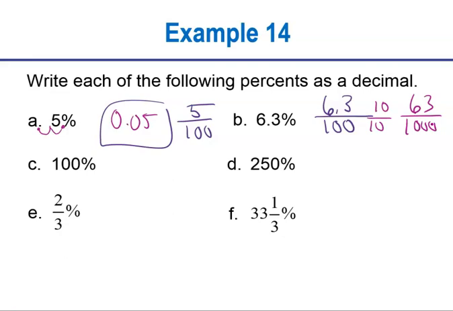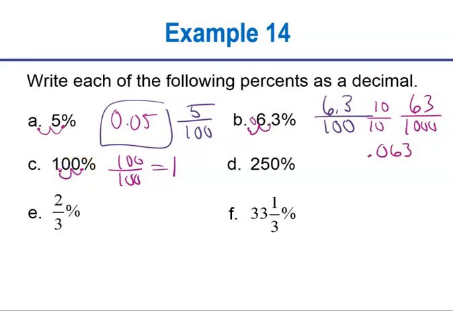Now, 63 thousandths, you could also write as 0.063. Now, is that not the same as just scooting that 2 places to the left? Well, absolutely. Okay. Now, 100% written as a fraction would be 100 out of 100, and we know that's just 1. If I just move the decimal 2 places to the left, that also gives us 1.